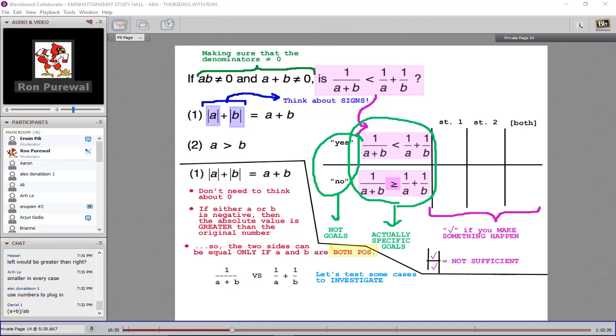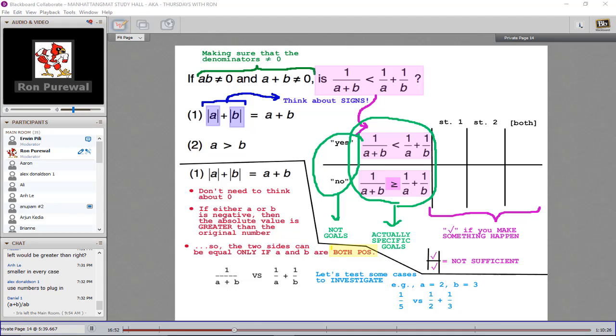Let's say that A is 2 and B is 3, then on the left you have 1/5, and on the right you have 1/2 plus 1/3. I mean, the right-hand side is definitely bigger. And moreover, do you see any kind of relationship here? Do you see anything happening that is general?